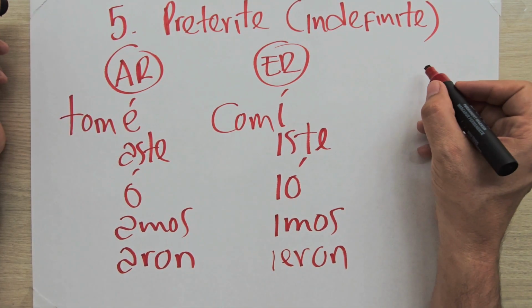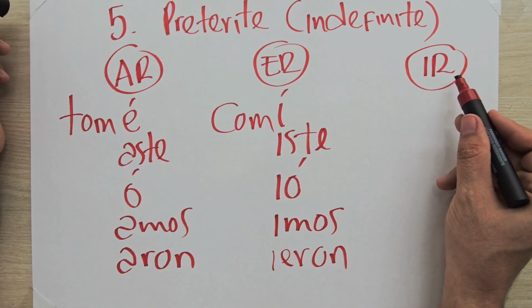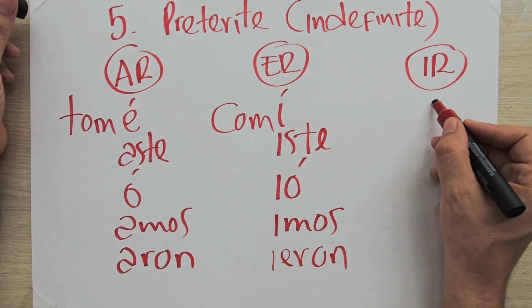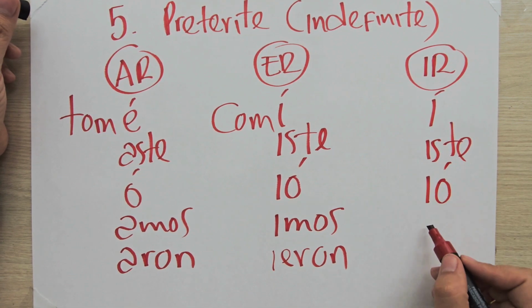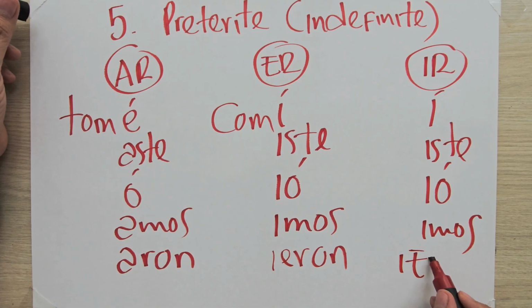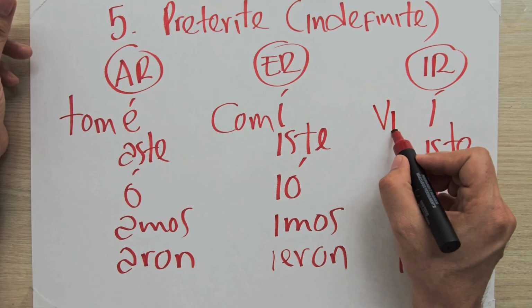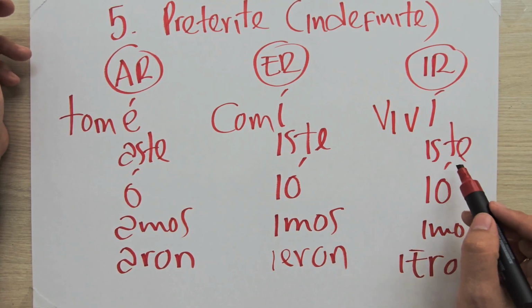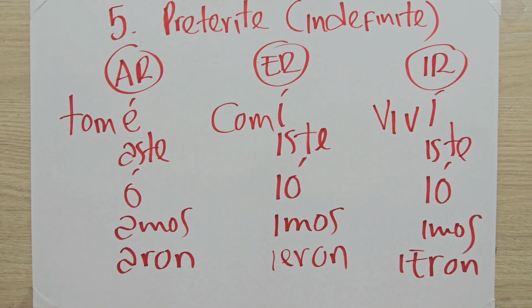The third ending is the IR ending. And it follows the same conjugation of the ER ending. í, iste, ió, imos, ieron. For example, the verb vivir, to live. Viví, viviste, vivió, vivimos, vivieron. Like I said before, there are many irregular verbs. You just need to practice the most important ones.